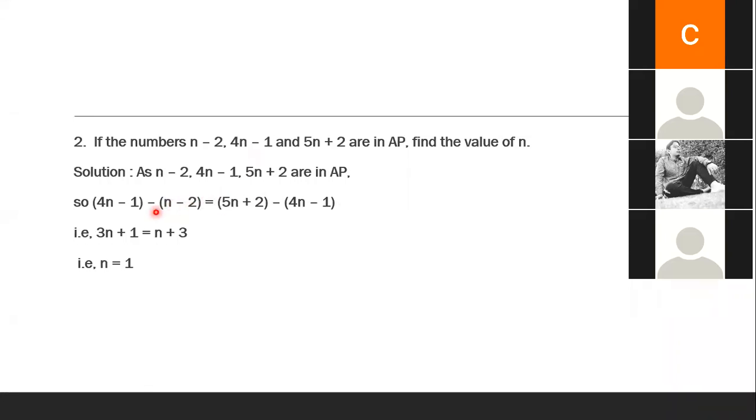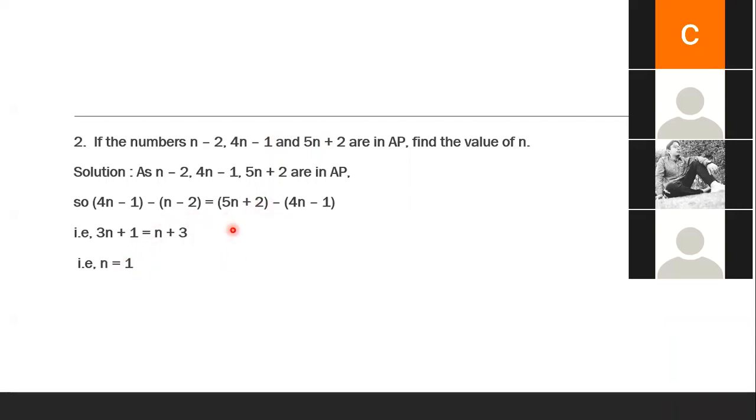Am I clear, children? So 4n minus 1 minus n minus 2 is same as 5n plus 2 minus 4n minus 1. So difference we have to get constant. Second term minus first term and third term minus second term, both values we have to get same. So do that and you'll get the n value.